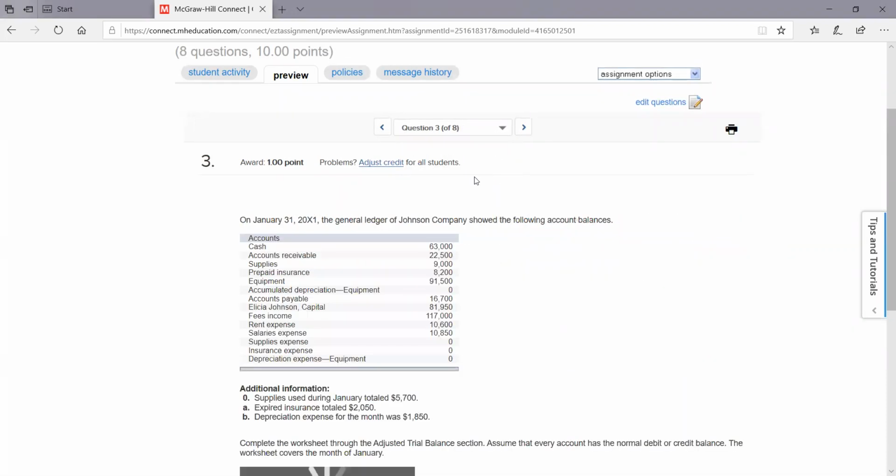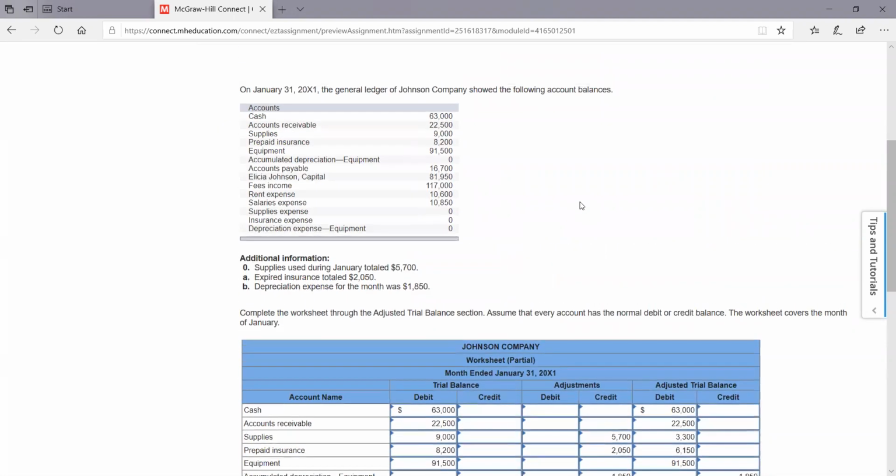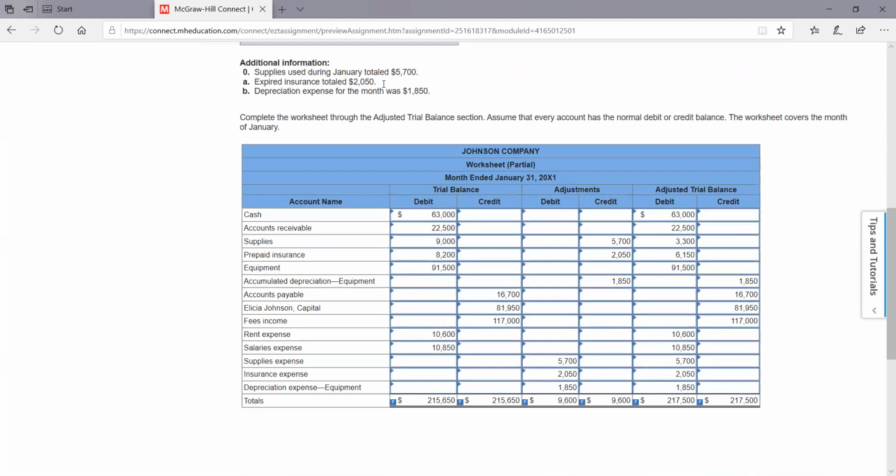Let's check out number 3. Now, number 3, they introduced the concept of this thing called a worksheet. Just think of the worksheet as a way to facilitate the way you're going to organize your numbers. Notice there's a trial balance column here. You've got an adjustment column for your debit and credit on your adjusting entries, and then they update the trial balance. So any account that you adjust, whether it's a debit or credit, you're going to update that in these two columns, and you'll notice you should still be equal.